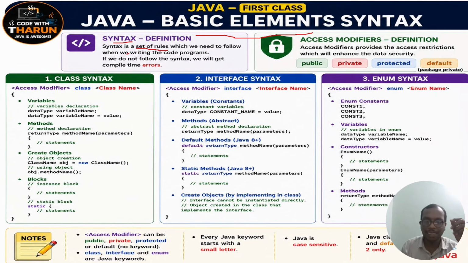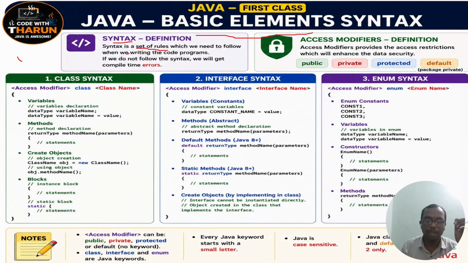Let me explain with a simple example. Suppose I am telling one sentence, listen carefully: I am learning Java. Is this correct or wrong? I am learning Java. This sentence is correct because it follows English grammar. Now I will tell another sentence: Java learning I am I. Can you understand it? Maybe yes, but it is grammatically incorrect.